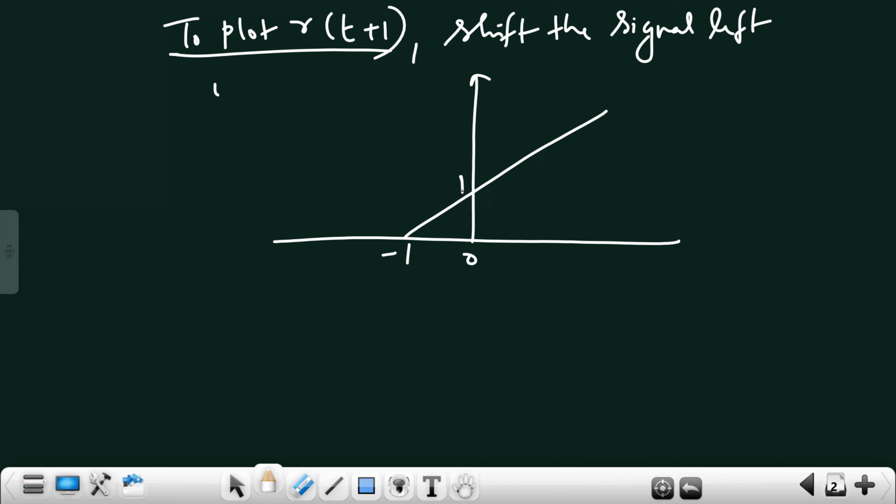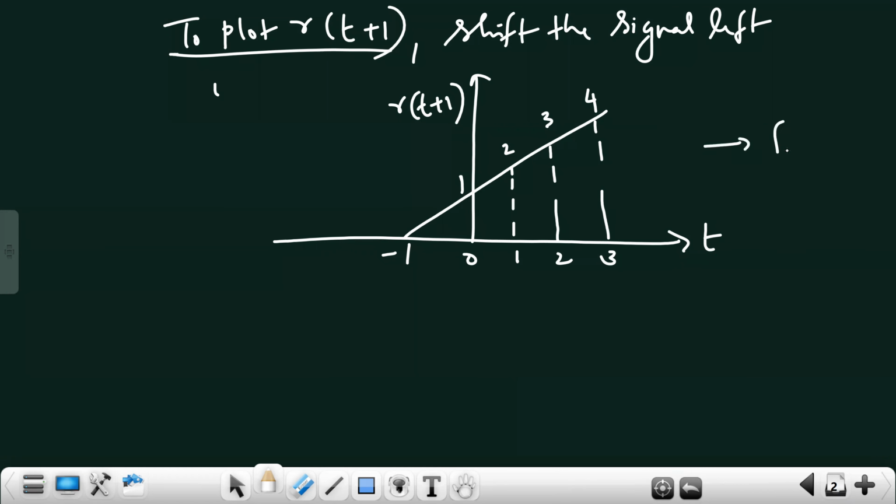So this can be called as r of t plus 1. That means you have shifted the entire signal towards the left side by 1 unit of time. Originally it was starting from 0 only, but after shifting towards the left side, it will be starting from negative 1, so that the entire amplitude will change with respect to time. Previously it was 0 at 0, but now we are getting 1 at 0, and 2 at 1, 3 at 2, and 4 at 3 respectively. So we can call this as figure number 2.